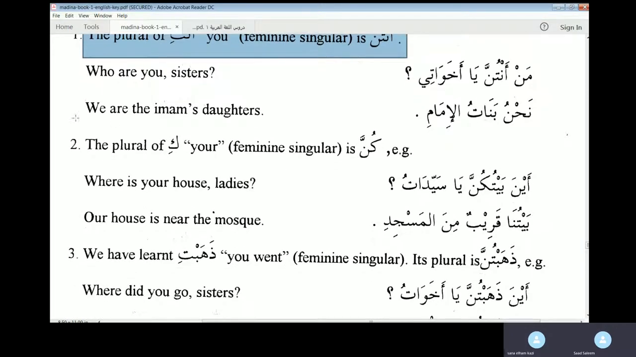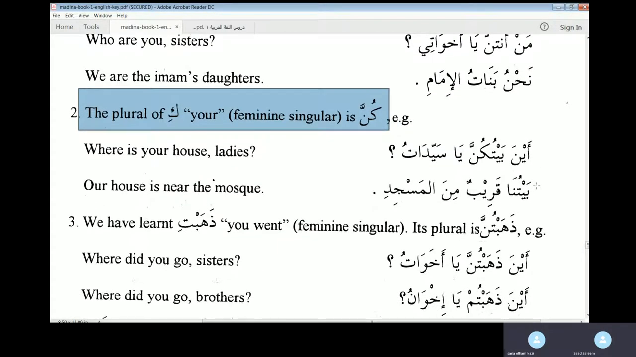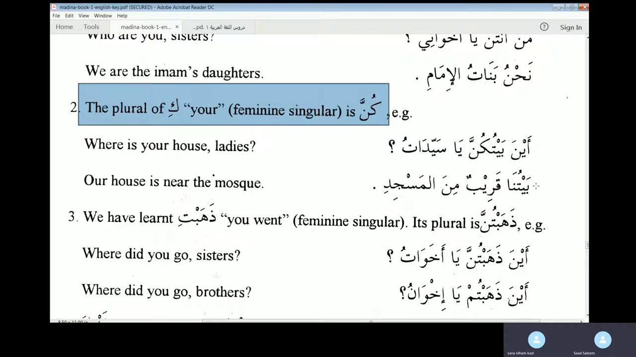The plural of ki, your, is kunna. Example: where is your house, ladies? Ayna baytukunna ya sayyidat?